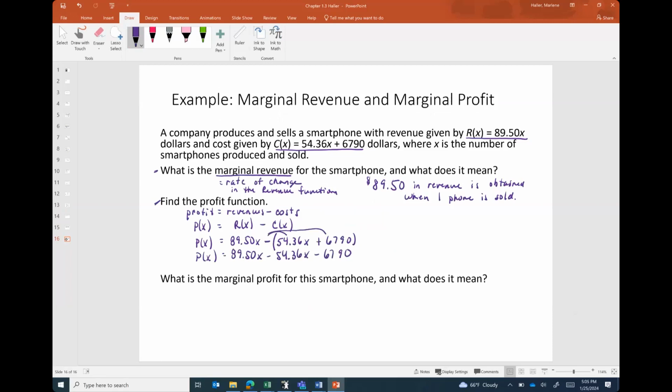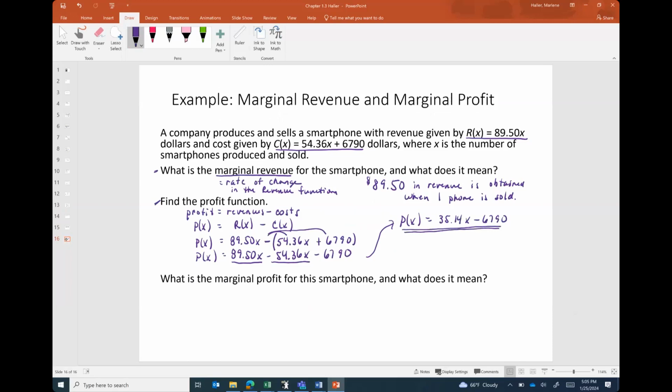We can keep simplifying because we have like terms that can be combined here. We'll do it up here where there's more room. So now our profit function is going to be 89.50x minus 54.36x, which is 35.14x, and then minus the 6,790. All right, so there's our profit function.